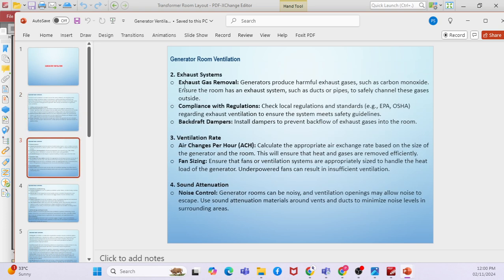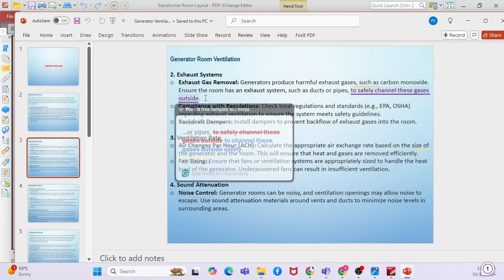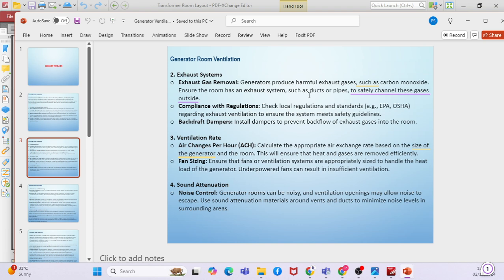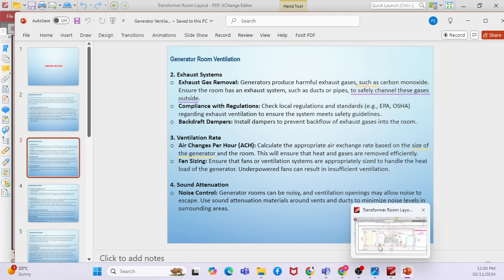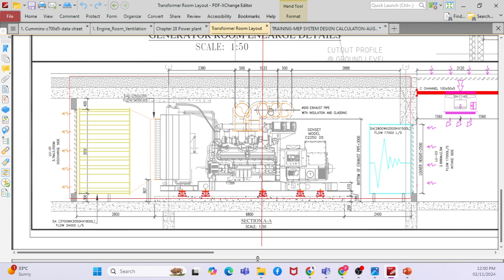Okay, then you have an exhaust system, like exhaust gas removal. Generators produce harmful exhaust gases such as carbon monoxide. Ensure the room has an exhaust system such as ducts or pipes to safely channel these gases outside. For example, if you go to the generator layout, you have an exhaust pipe, right? Whatever the combustion, the fuel will get burned, and after that it will become a flue gas, and the flue gas will be taken out through the fume exhaust pipe. Then it will be discharged outside, right?